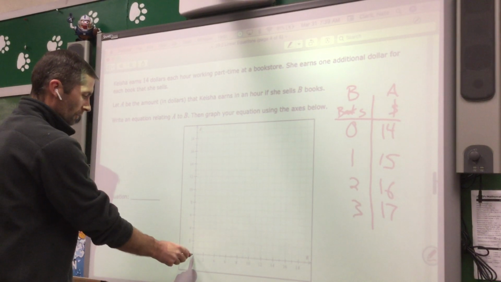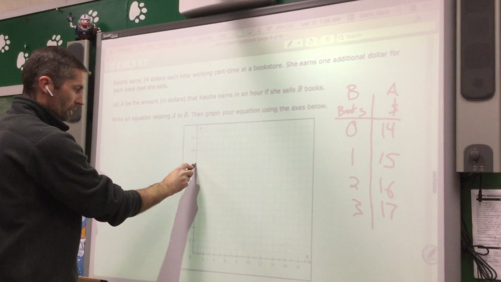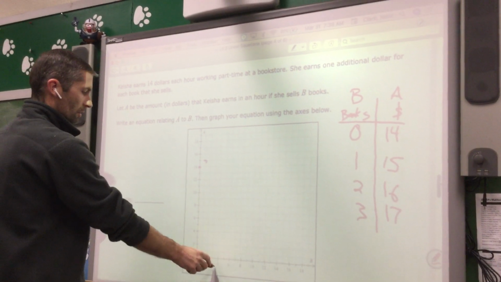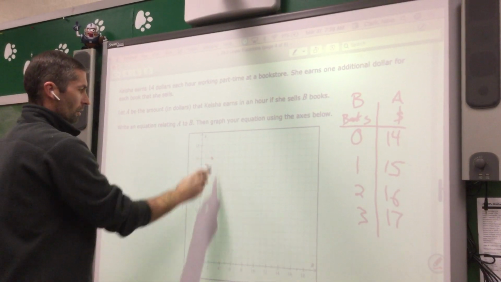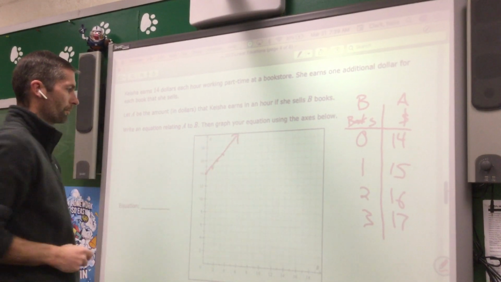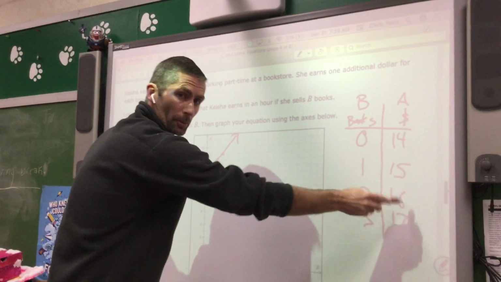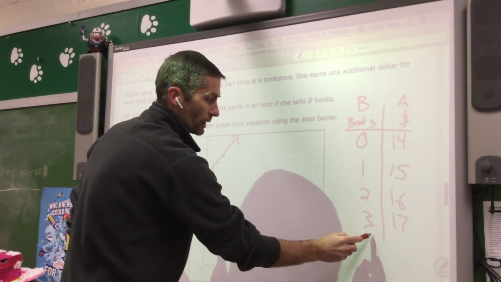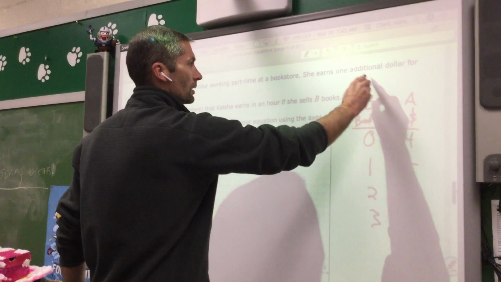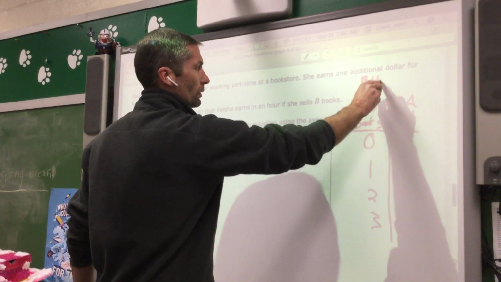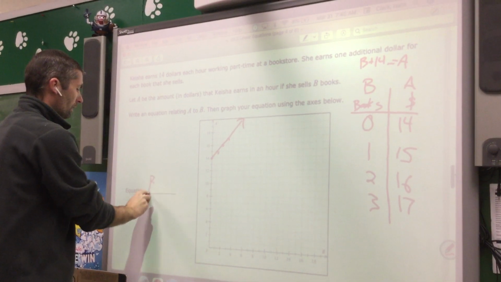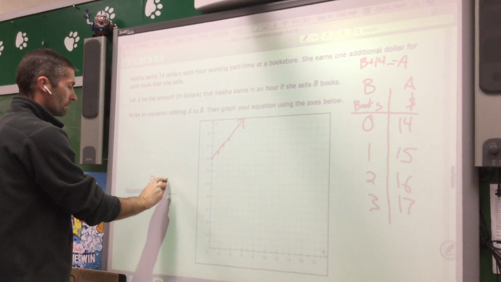So we could graph this. At 0, she's already making $14. 1, 15, 2, 16, 3, 17, 4, 18. Keep going up and up. Okay, so this is not multiplication. Now we are adding to get from here to here, 14. So it's B plus 14. Or 14 plus B, doesn't matter. Equals A. All right, that's how we do this assignment. Good luck.